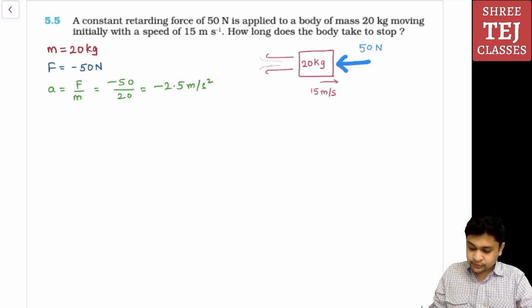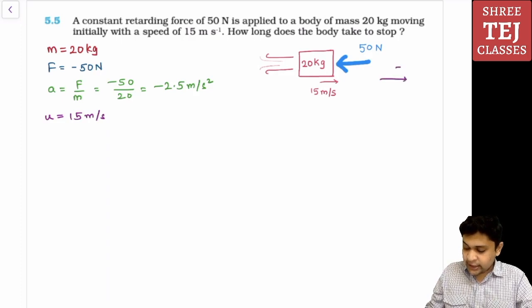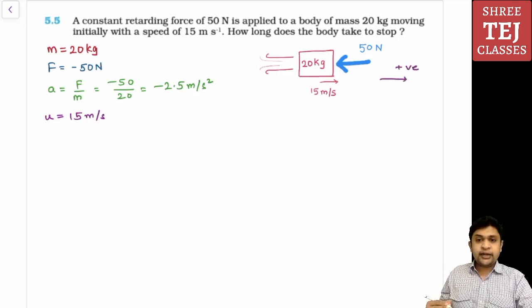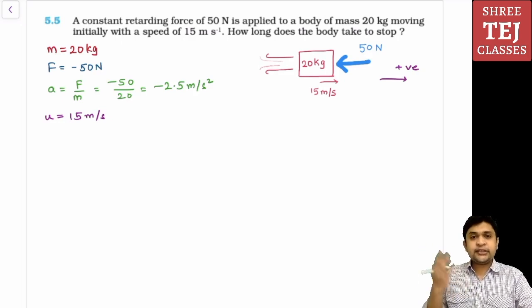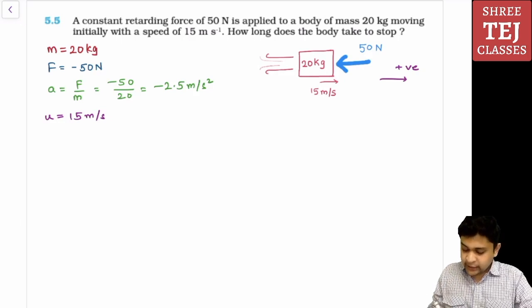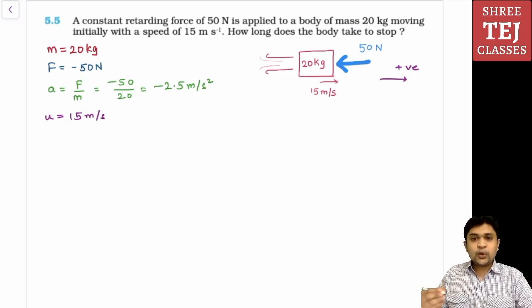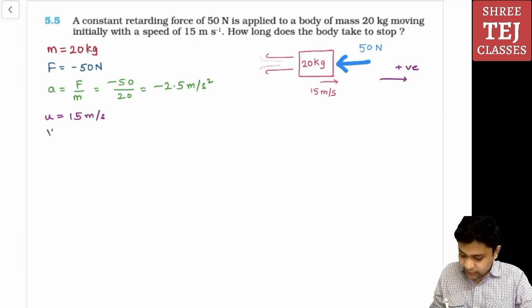We know that initial velocity u is given to be 15 meter per second. Now if you see this, we have considered the rightward direction to be positive. Therefore our force is negative and acceleration is in the direction of the force. Therefore acceleration is also negative. And we have to find how long it takes to stop the body. Therefore final velocity is 0. Time we have to find.